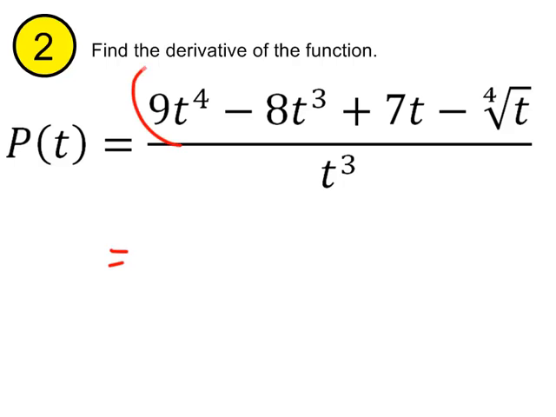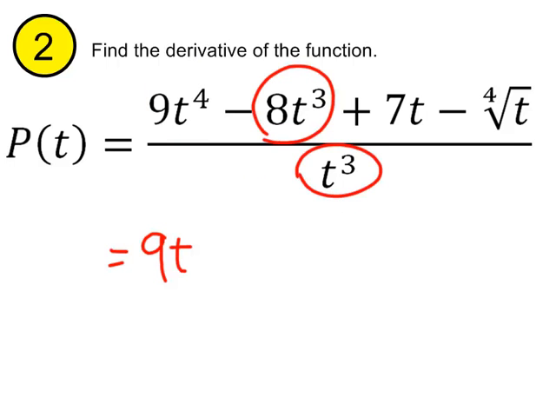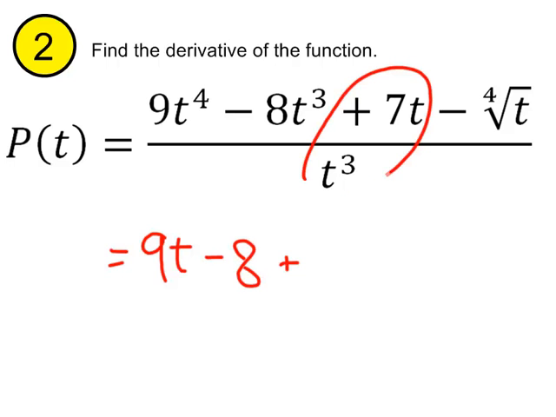I'm going to think 9t to the 4th divided by t cubed, that's going to give me just 9t, right? Minus 8t cubed over t cubed, that's going to give me minus 8. Plus 7t over t cubed, that's going to give me plus 7 over t squared. But anticipating that I'm going to derive it in the next step, it's much more convenient to write 7t to the negative 2 for deriving purposes.